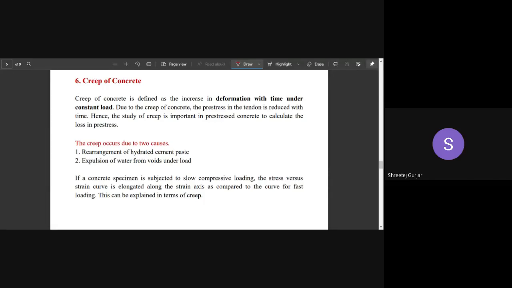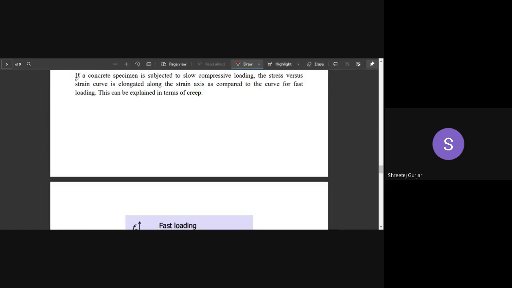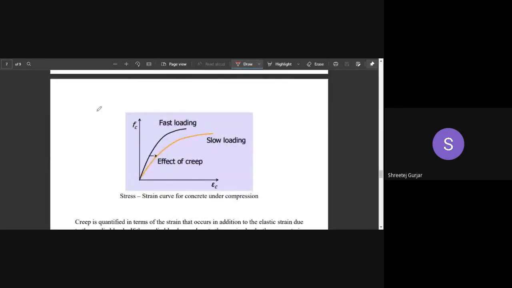So coming to your next point. If a concrete specimen is subjected to slow compressive loading, the stress strain curve is elongated along the strain axis as compared to the curve for fast loading. Let me just show you the curve which will explain that statement. Okay, so this is your stress axis, this is your strain axis, and this is for concrete. So, the stress strain curve for your concrete under compression.